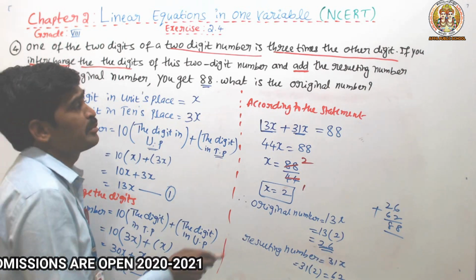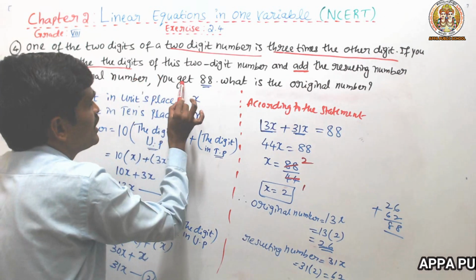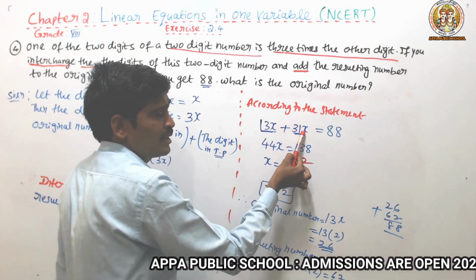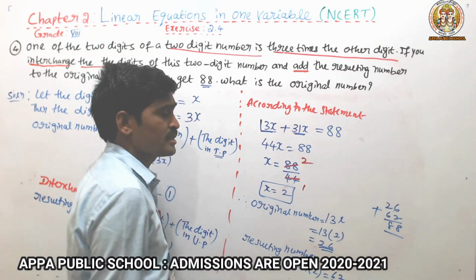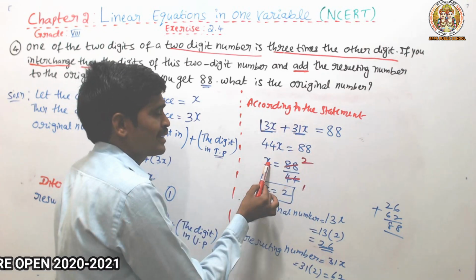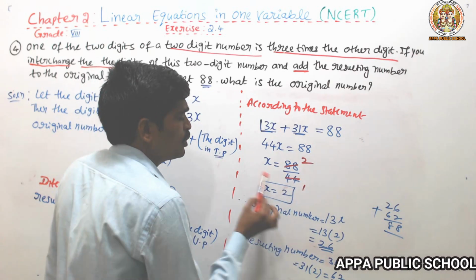Now, according to the statement, add the resulting number to the original number, and you will get 88. So, original number means 13x plus resulting number means 31x, together we will get 88. So, 13x plus 31x should be 44x is equal to 88. x is equal to 88 by 44. 44 ones are 44, 44 twos are 88. x is equal to 2.